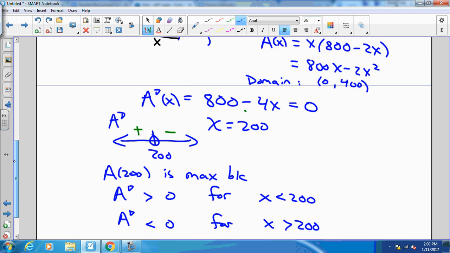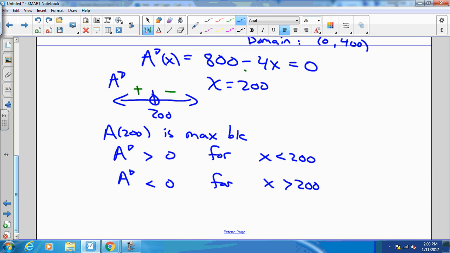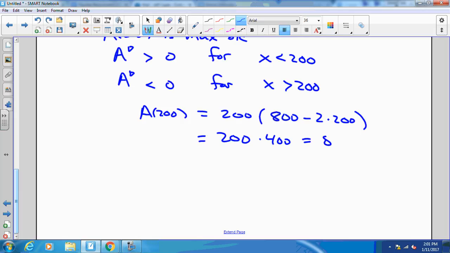Finally, we need to make sure that we've answered the question here, because the original question asks, what is the largest area and what are the dimensions? And I didn't really answer those questions. I found out that x equals 200 maximizes the area. But what is that actual area? So the area comes out to be 80,000 square meters.